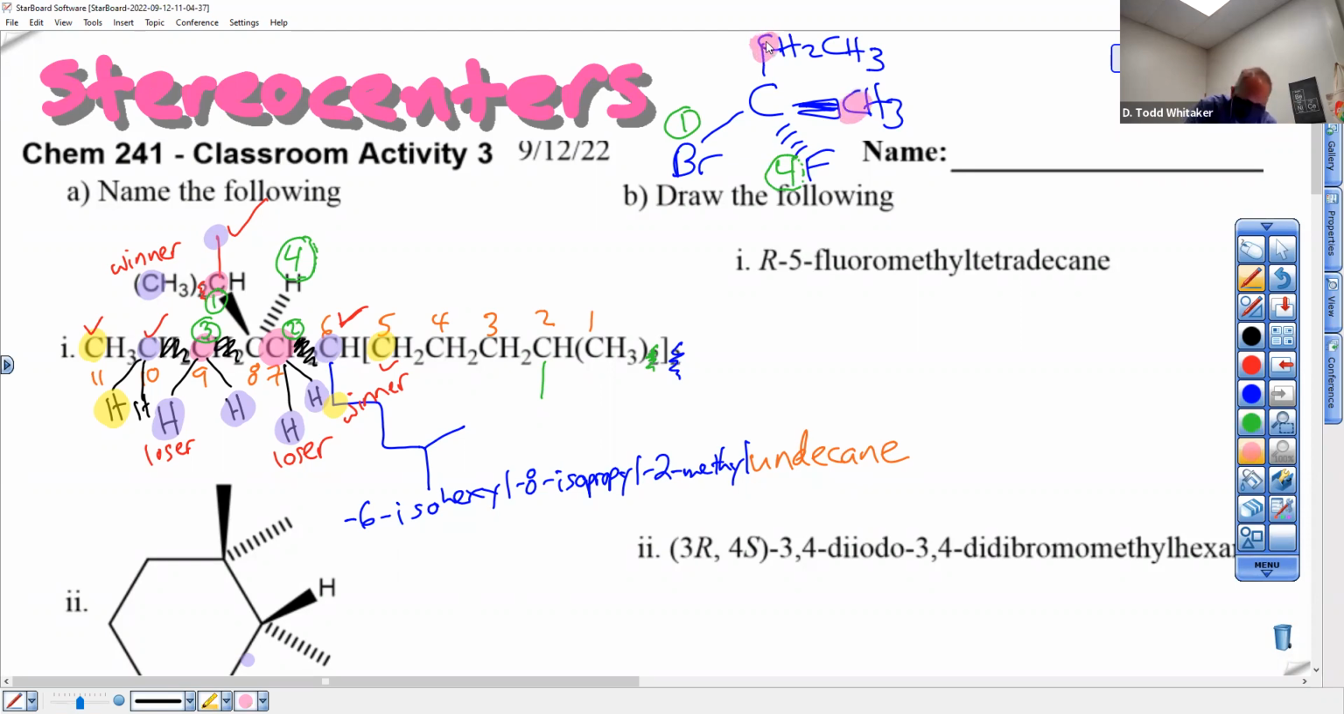Which carbon has the heaviest thing attached? It's an easy one this time, isn't it? The top one has the winner being compared to one of the H's on the bottom one, which is a loser. I'm not going to draw the H's. The winner is a C. We went from pink to purple.